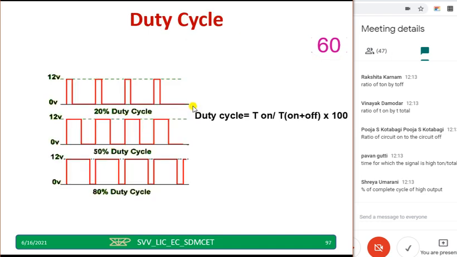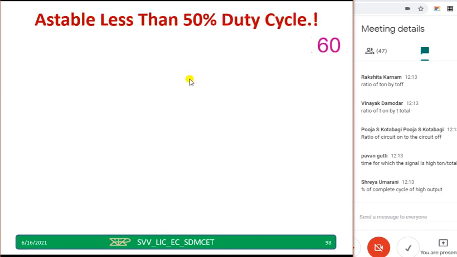A duty cycle, many students are telling, I will give 1 minute, you can just go through. Somebody told, sir, T on by T off. Yeah, it is correct. Duty cycle is equal to T on divided by T on plus T off. When I say 50%, automatically T on equals T off. Therefore, 1 by 2 you will get. This way you will get a square waveform. So this is what you might have studied already in your lower semester.